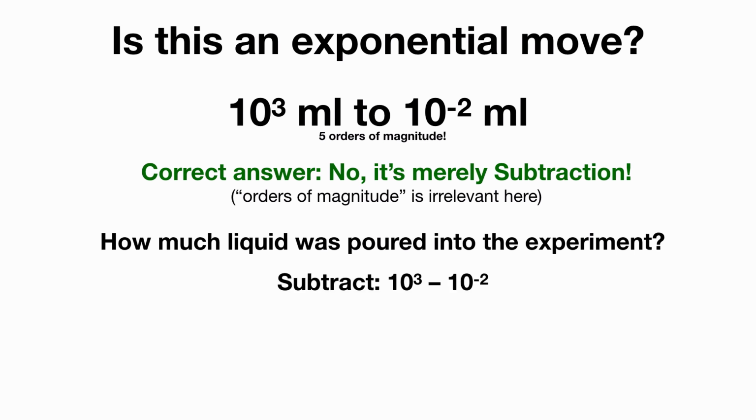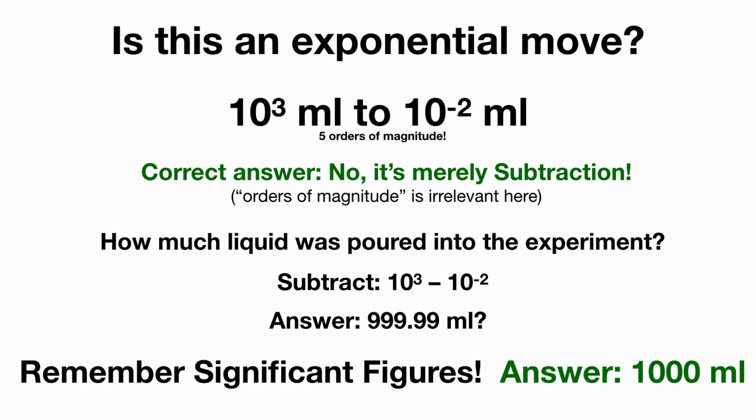And so you may say, well, let's subtract, right? And what would you get if you subtracted these? Is the answer 999.99 milliliters? No. The answer is 1,000 milliliters. Because of significant figures, there was only one significant figure in the original problem. So 999.99 milliliters, that's too much precision. You can't add more precision that isn't there.